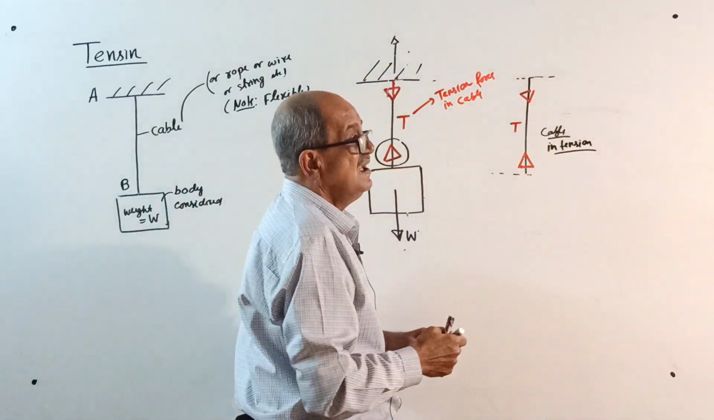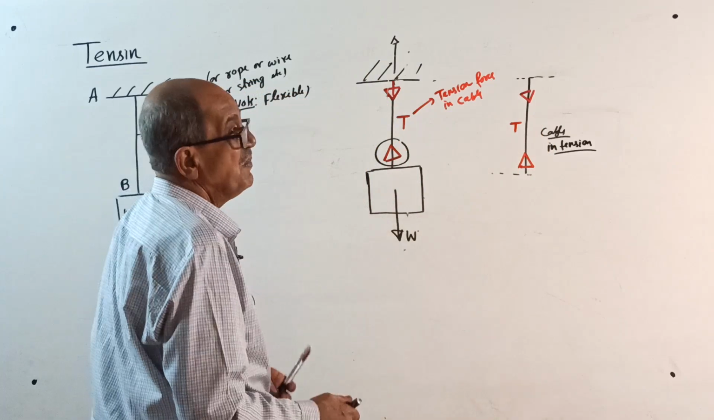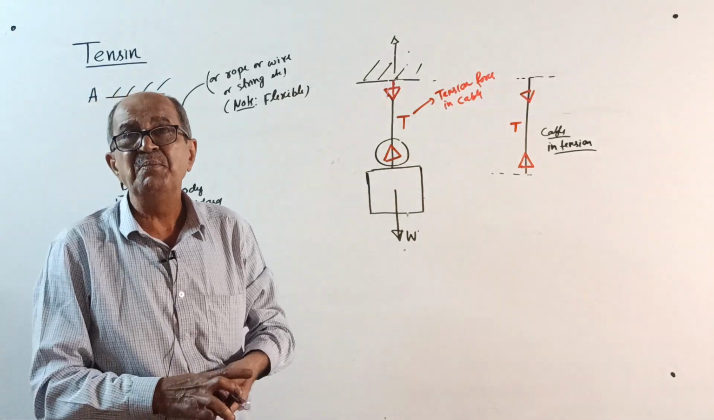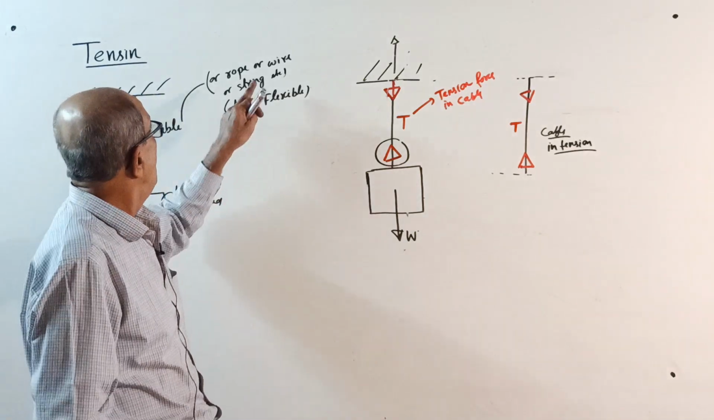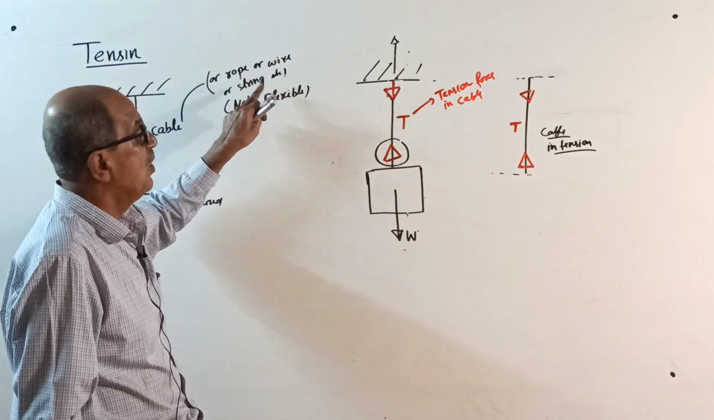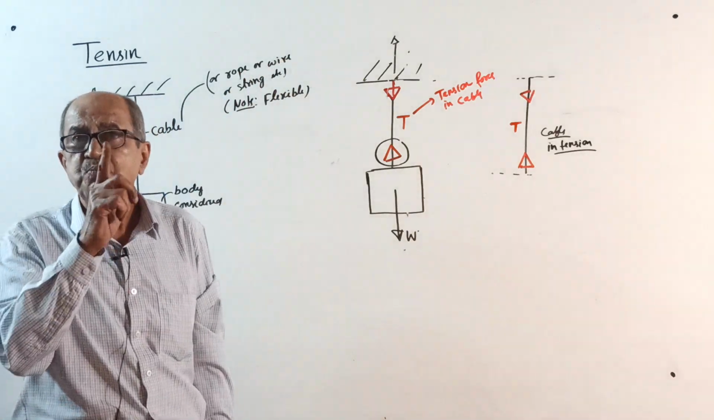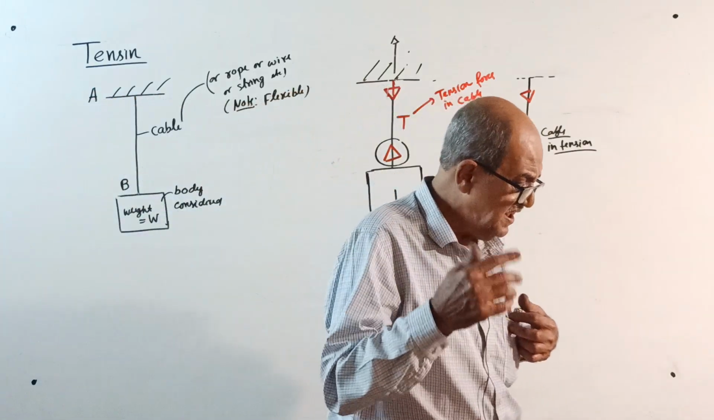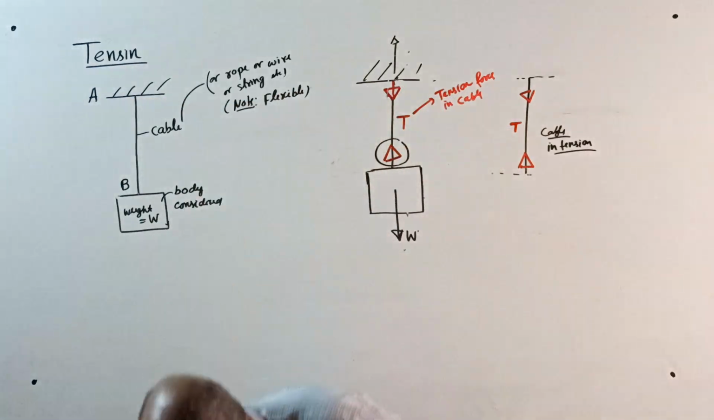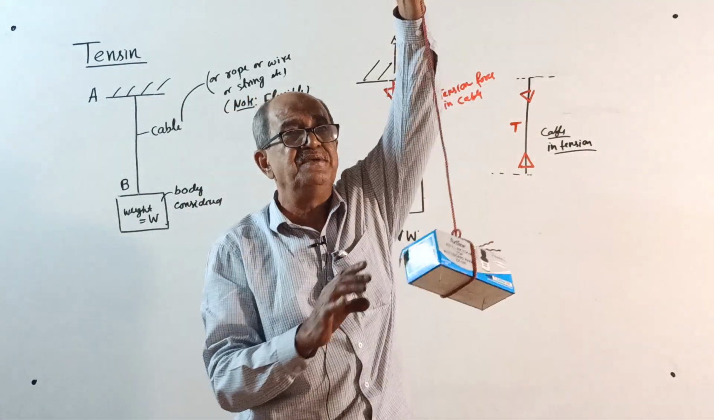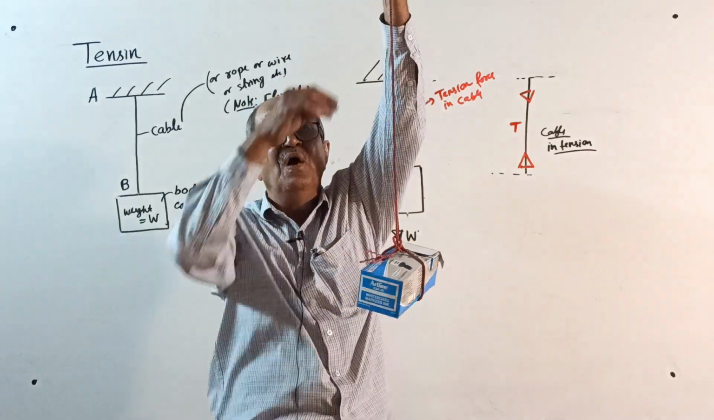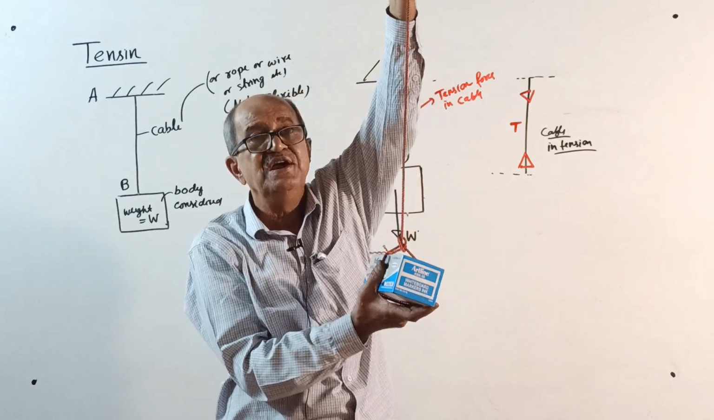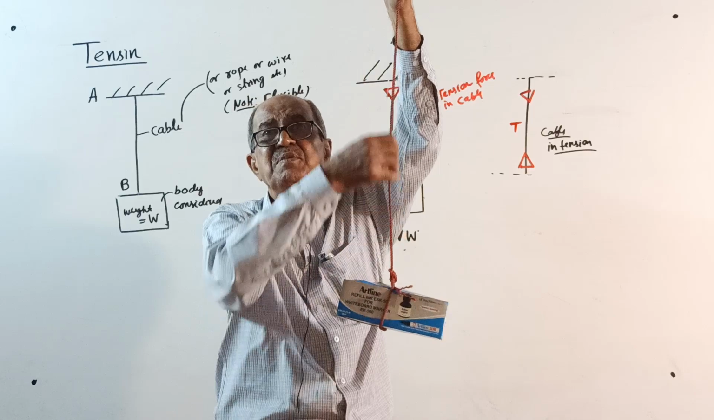Now, one minute. This is a flexible member. So, you should know, in any question, when a cable or wire or rope or string is given, it should be in tension because it cannot take compression. See, I can suspend by a cable. This can be a cable or wire or string or rope. When you apply load here, it will pull the cable this way. Cable will be in tension.